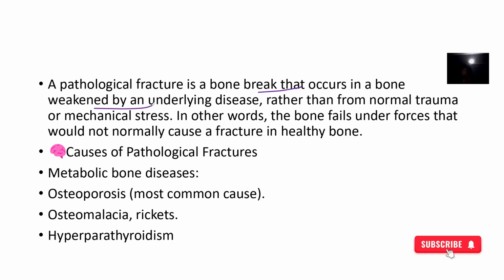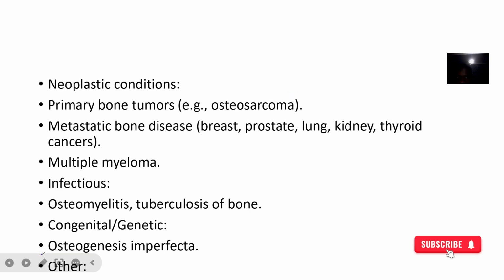So different causes could be due to an underlying metabolic bone condition like osteoporosis, osteomalacia, rickets, hyperparathyroidism. It could be because there's a cancer there. So if cancer is growing in bone, or if cancer is spreading to bone, it weakens the bone cells. So primary bone tumors, metastatic tumors from other places to the bone, then also multiple myeloma. Okay, so that's what we got.